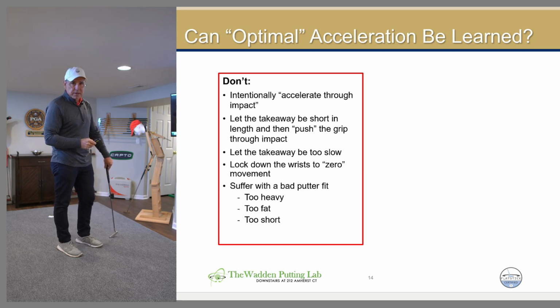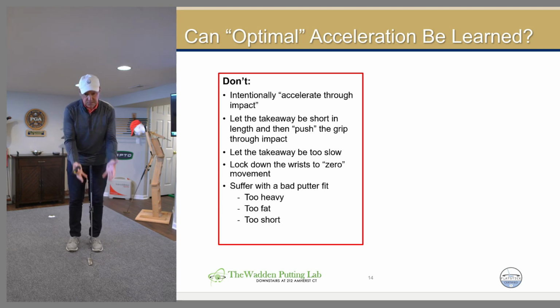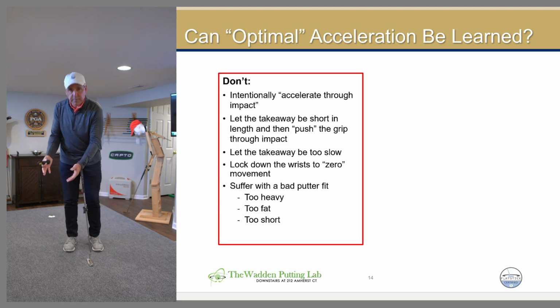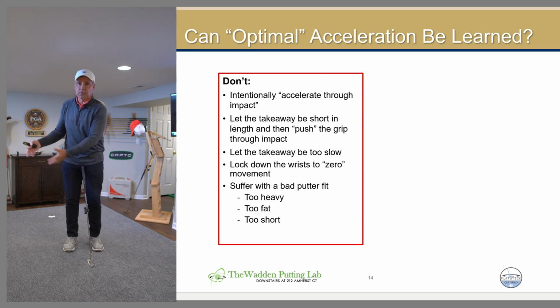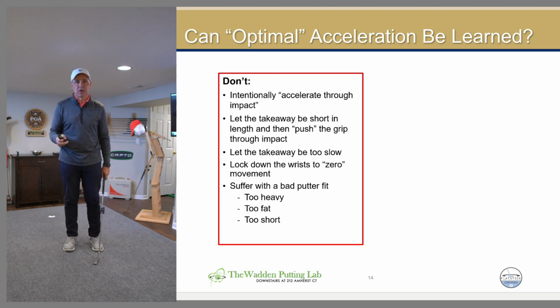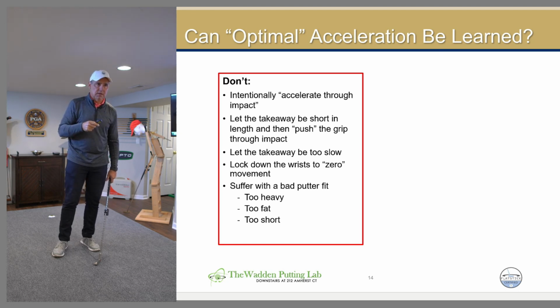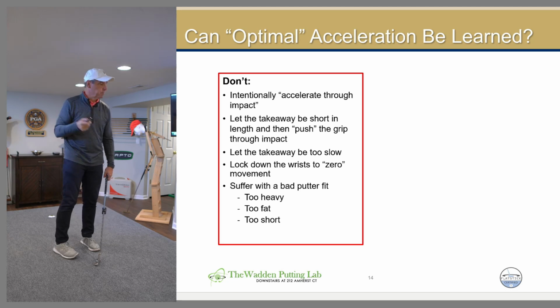Don't suffer with a bad putter fit. Too heavy, too fat, too short. If a putter gets too heavy, you've got to get the putter away from the ball and transition it back. Too much weight makes it humanly difficult to manage those forces and balance them out. I like to see the static weight of the putter between 510 and 540 grams, 545 maybe. You get above that, you're going to have problems. You get below that, you're going to have problems, although below is better than above.